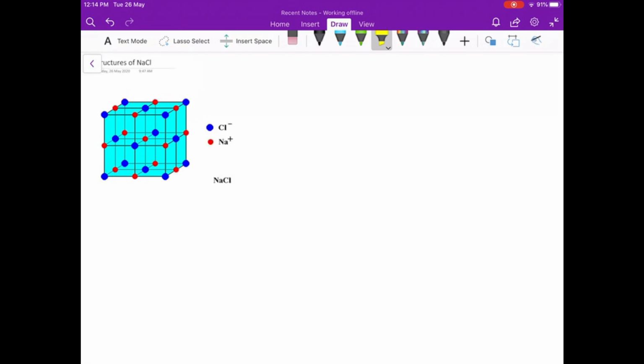In fact, I'll give you this point-wise, if possible, in the form of notes, in the form of pointers. It will be easy for you to study, so I may put it there in the download description. Alright, now let's start then with the structure of NaCl.